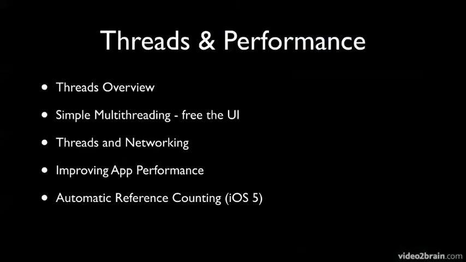We'll move on to look at threads and performance, an overview of threading, simple multi-threading and how it's important, and how we can free the user interface and give a better experience for the users. And then we'll look at improving app performance, and then the big topic, automatic reference counting, new in iOS 5, how we can make things a lot easier for ourselves.